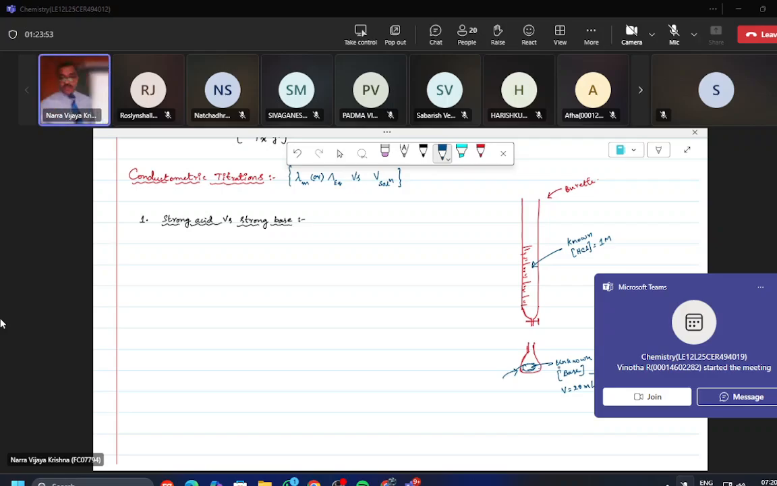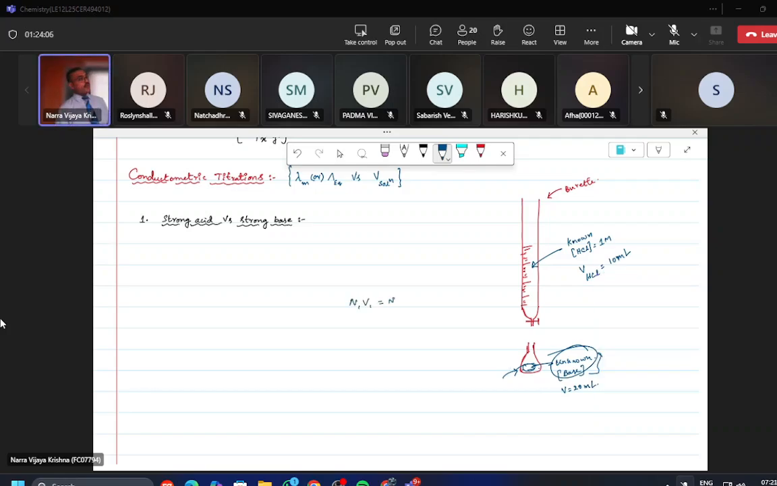From there, what you will get? Volume of HCl you will get. Let the volume of HCl be 10 ml, 10 molar. Then what is the concentration of it? N1V1 equal to N2V2, correct? What is N1? 1, volume 10, equal to N2, don't know, volume 20, therefore N2 equal to 0.5. Correct? So we are calculating the concentration of unknown base.